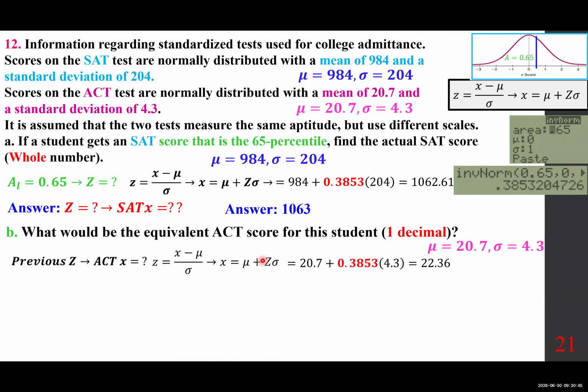And this one, how many decimals? 1 decimal. That's why we go with 2. We make a decision to change it to 22.4. The answer is 22.4. In other words, SAT score of 1063 is equivalent to ACT score of 22.4. That's the meaning of it. We're done. It's very straightforward.